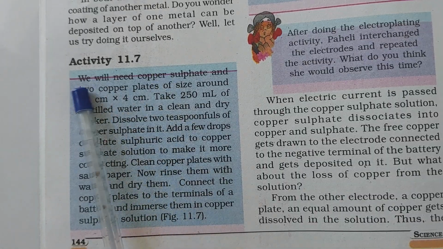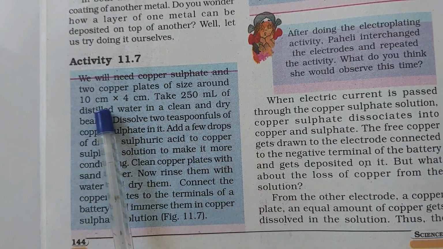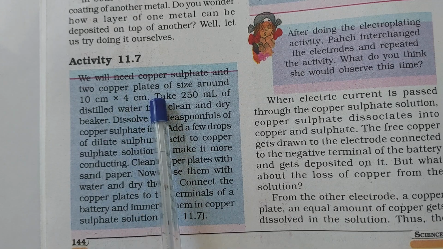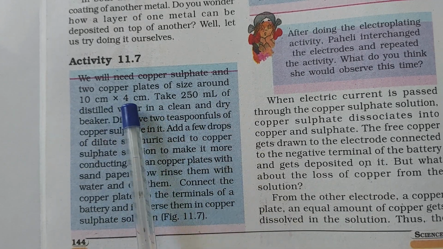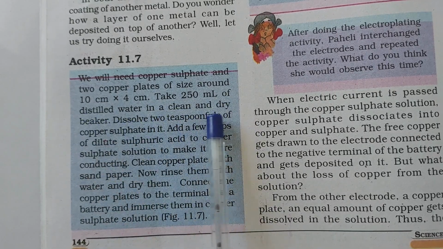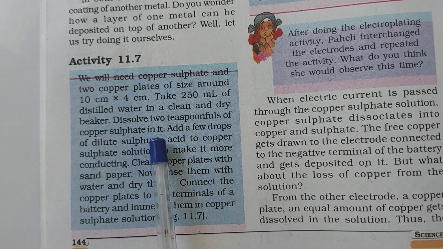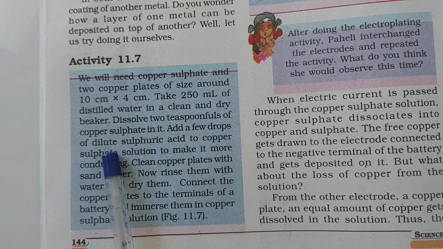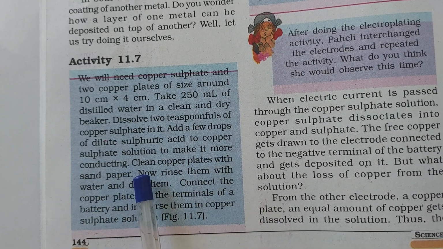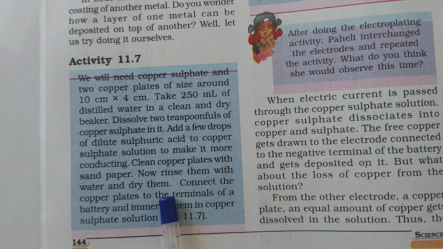Activity 11.7. We will need copper sulfate and 2 copper plates of size around 10 cm into 4 cm. Take 250 ml of distilled water in a clean and dry beaker. Dissolve 2 teaspoonfuls of copper sulfate in it. Add a few drops of dilute sulfuric acid to copper sulfate solution to make it more conducting. Clean copper plates with sandpaper. Now rinse them with water and dry them.